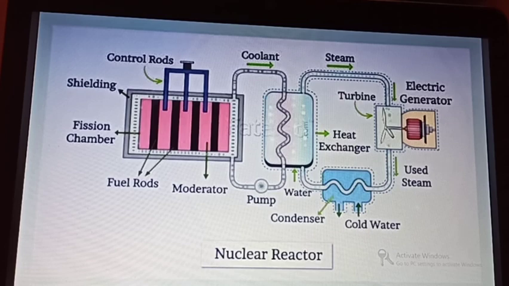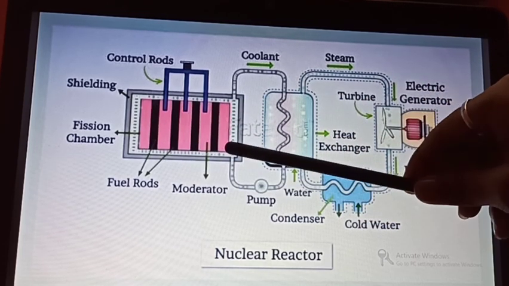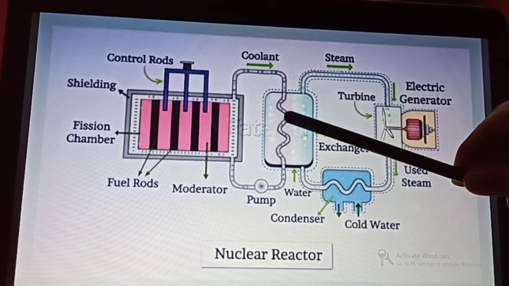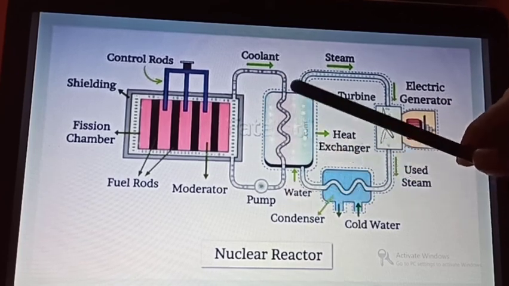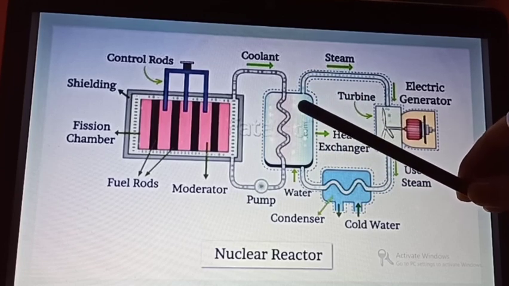Here, a boron rod is used to absorb the neutrons, and heavy water is also used. Okay, now what happens here? The nuclear reaction is carried out. The nuclear reaction hits the rod like this, and at the same time it hits the water here. The water will convert into steam.